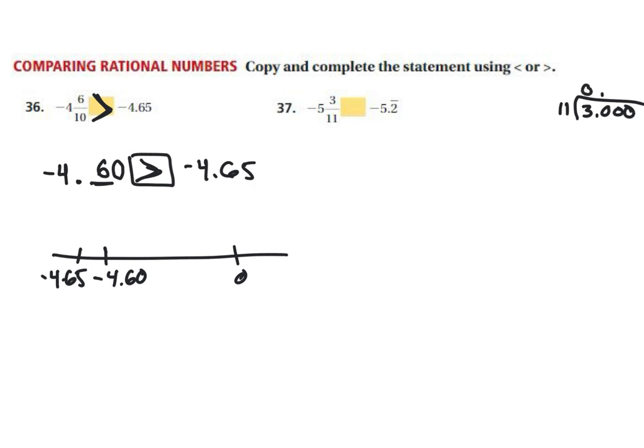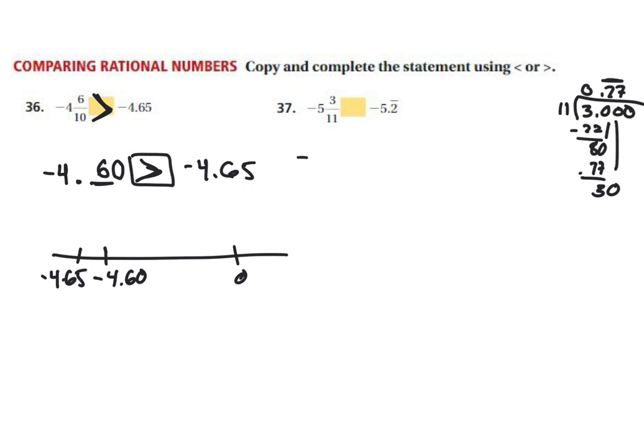Eleven doesn't go into 3, but it goes into 30 twice. 2 times 11 is 22. 11 goes into 88 7 times. 7 times 11 is 77. 11 goes into 110 twice, so now we see a pattern. It's going to be 0.27 repeating.